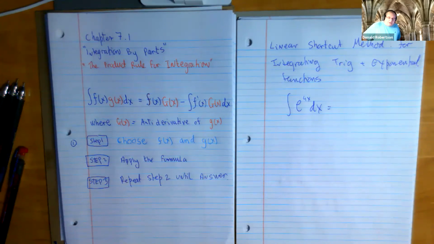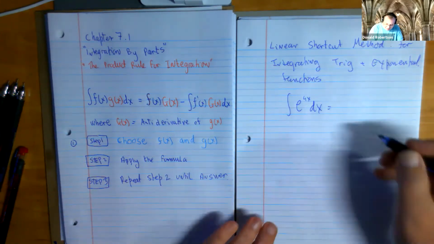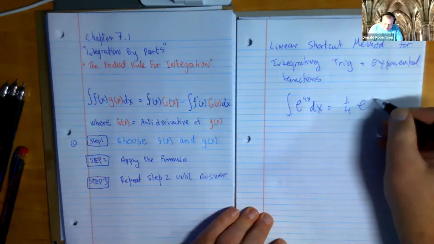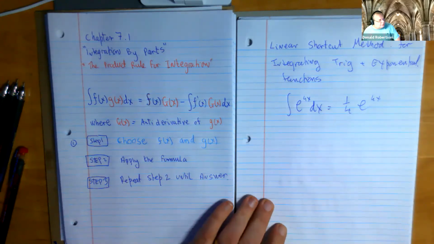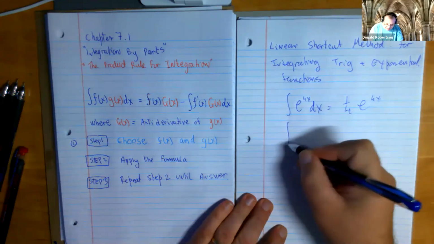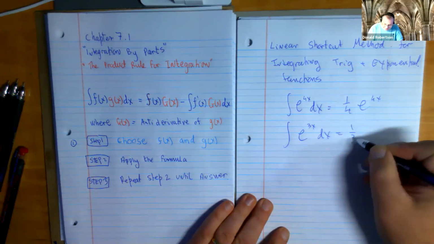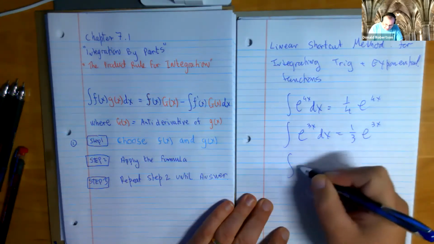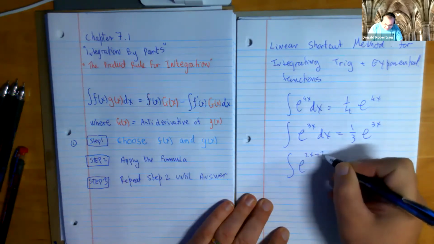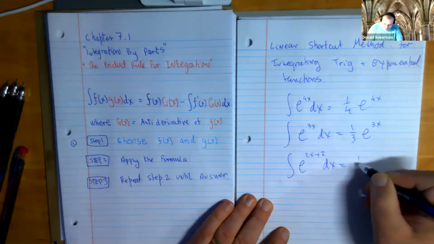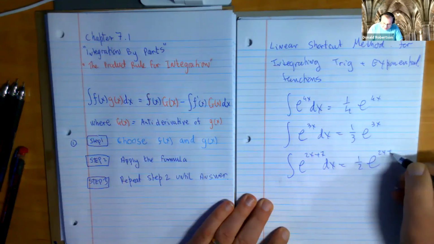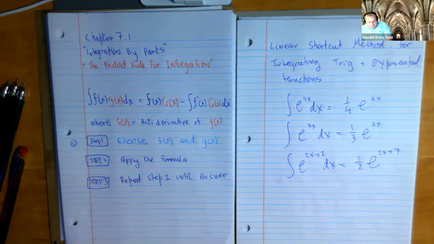If I asked you to integrate e to the power of 4x, couldn't you do a u sub 4x and get the answer? Can I tell you that the answer will be that plus c? If you integrate e to the 3x, the answer will be that. If you integrate e to the 2x plus 7, the answer will be that. This is the linear shortcut method.